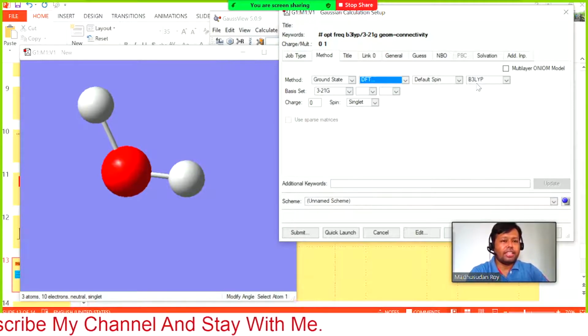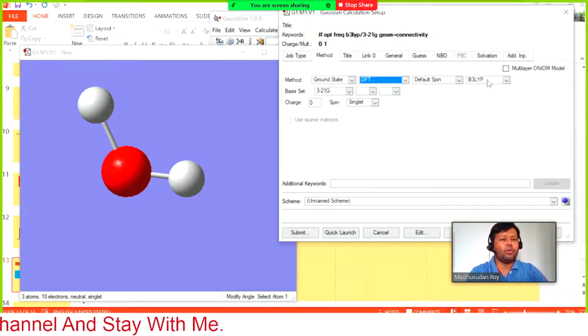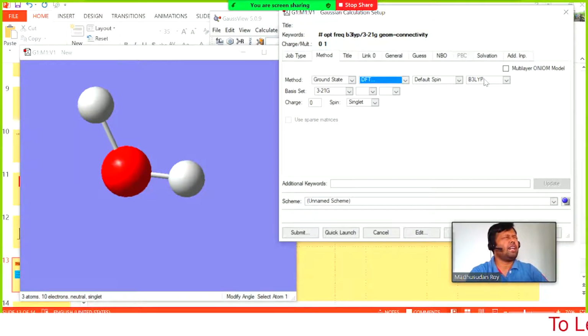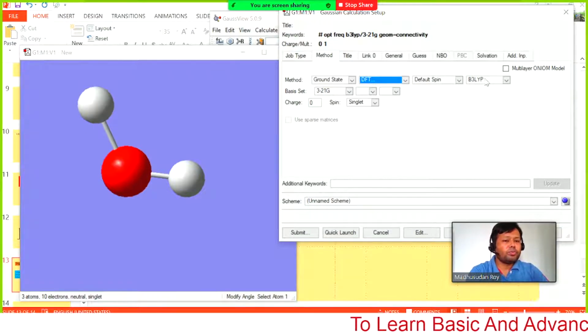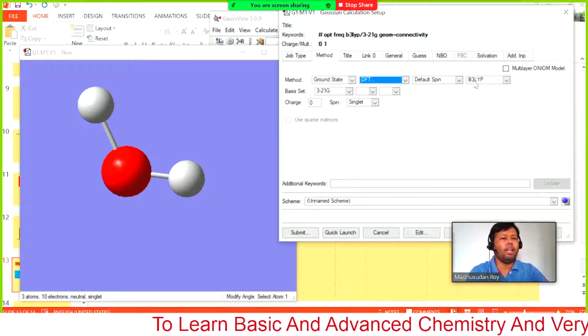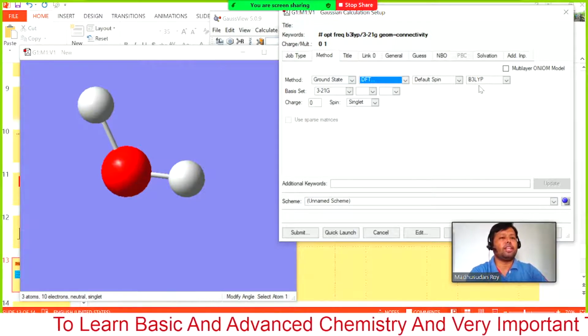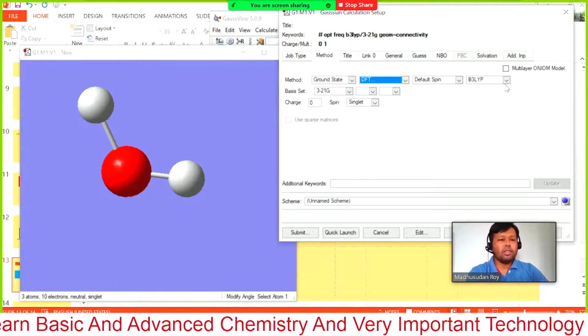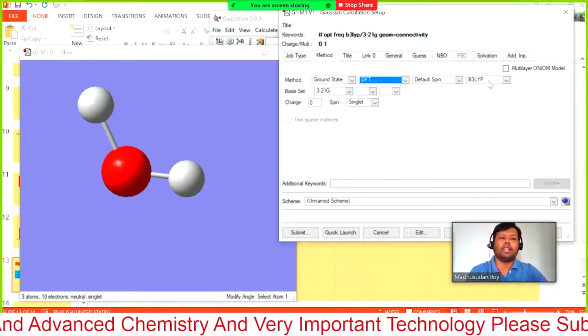B3LYP. This is Lee, Young, and Parr, I cannot remember exactly. So this is the first letter of the three scientists who received the Nobel for inventing this method in 1986. Okay, so let us just consider this one.